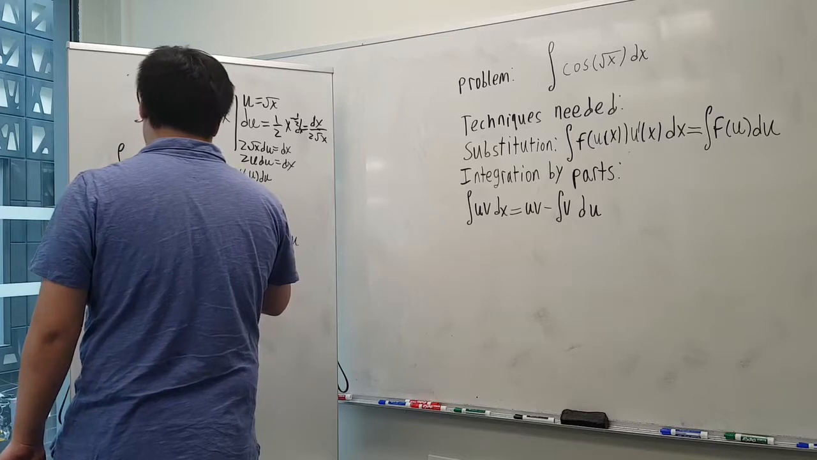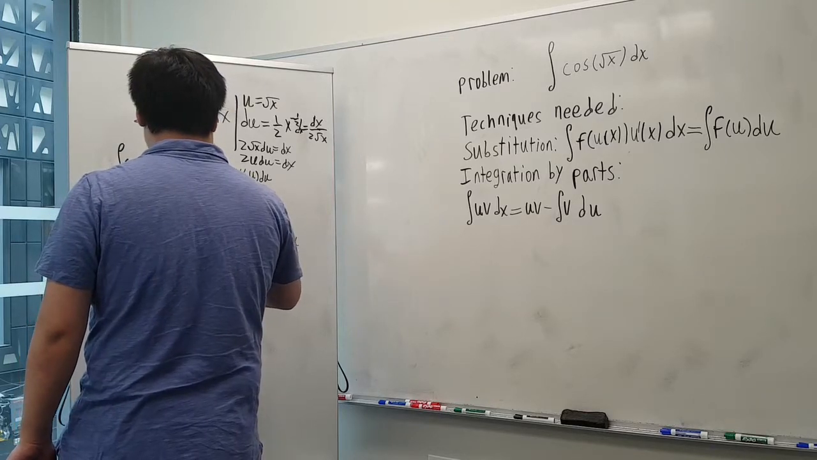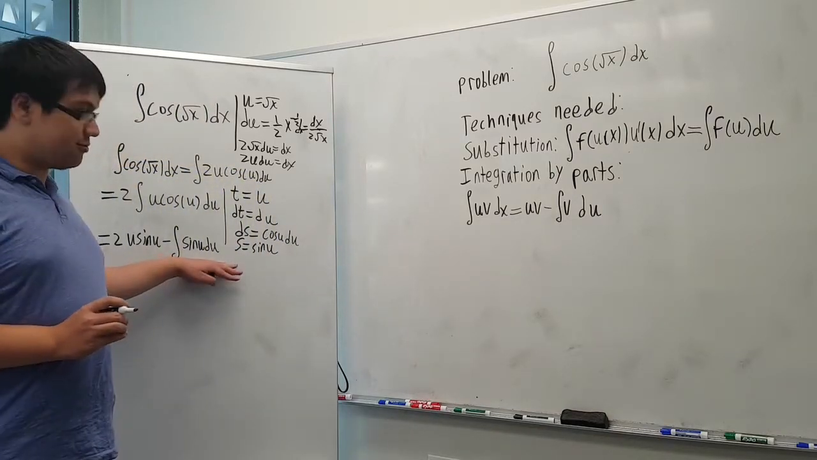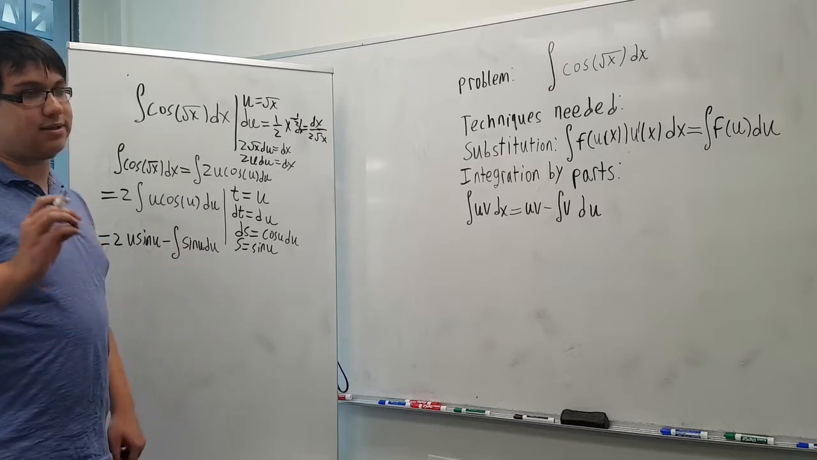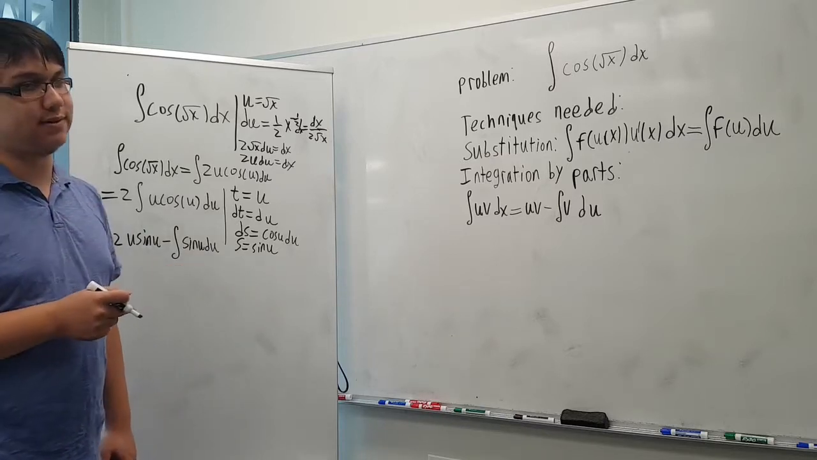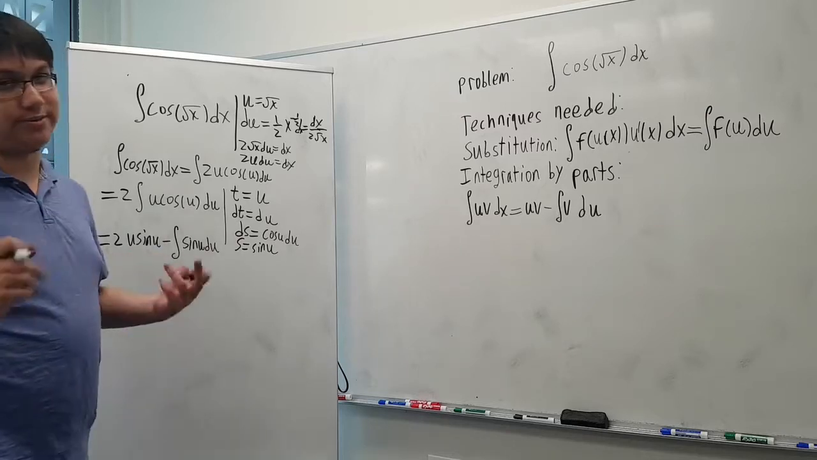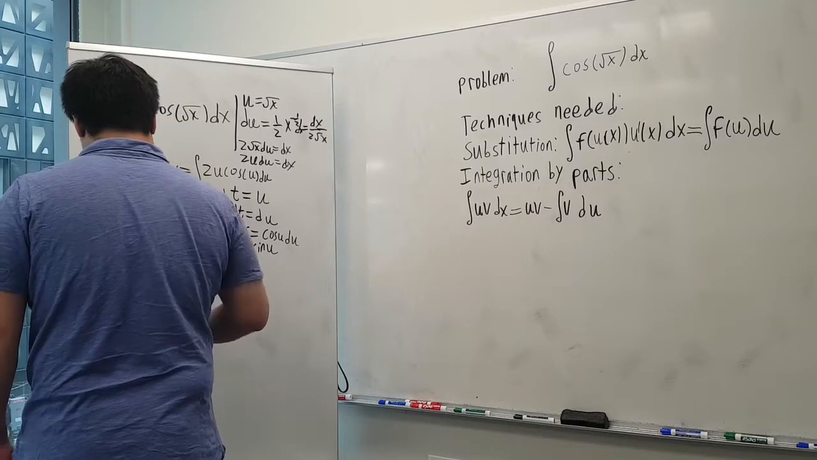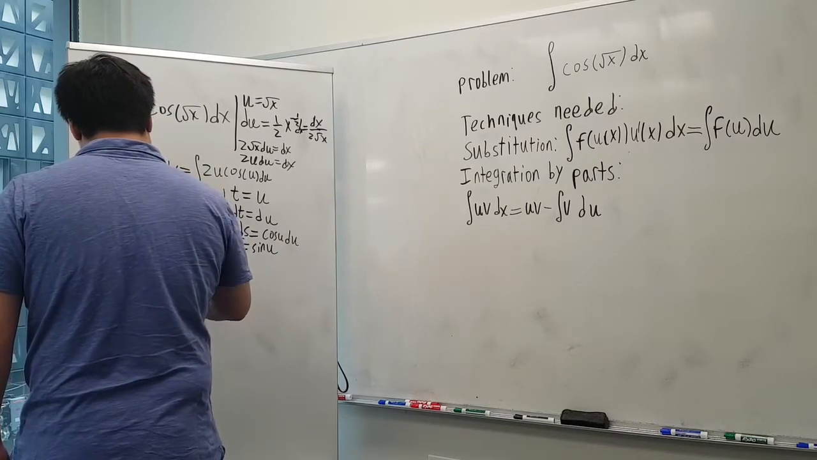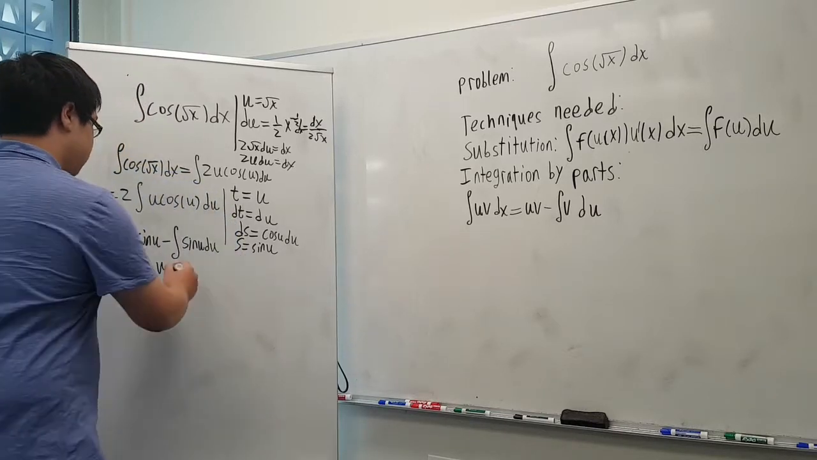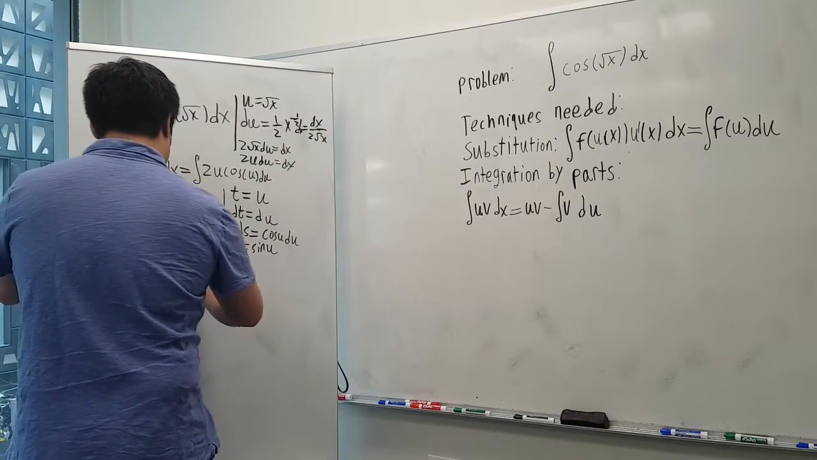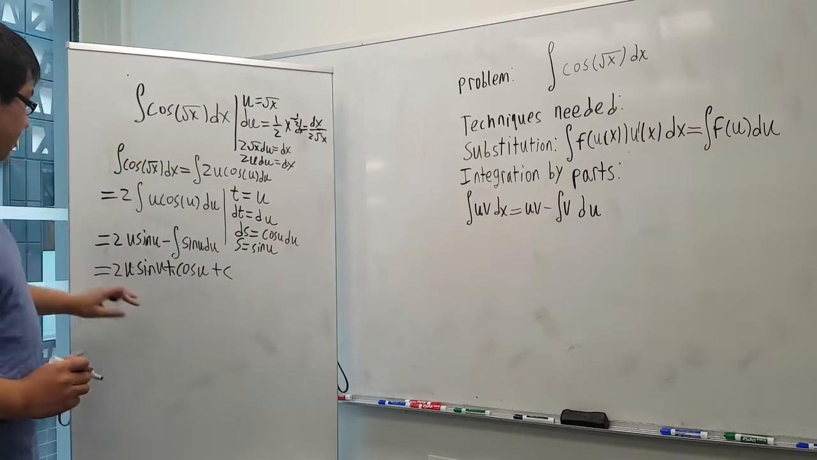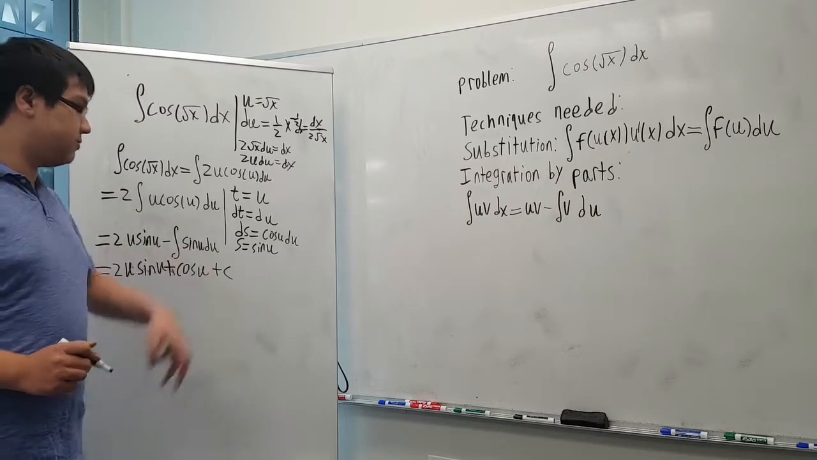The integral of sine of u du. The integral of sine of u is minus cosine of u. We have two minuses, it becomes a plus. Plus a constant, of course. 2u sine u plus cos u plus c.